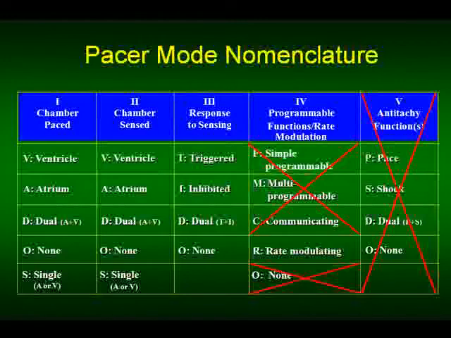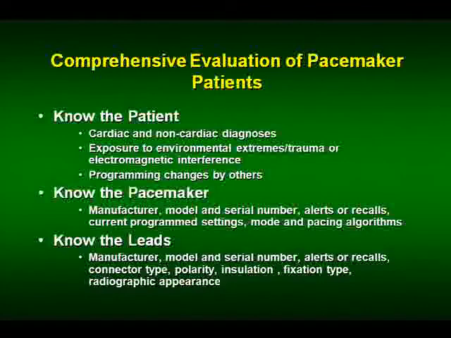So those are the things, and you should just know the basic types of things. If you inactivate any of these things, you'll see an O in the pacemaker mode, and that's what we sometimes do if we inactivate somebody who's going to be sent for an OR where Bovie or cautery will be used. Now, how do you evaluate a pacemaker patient?